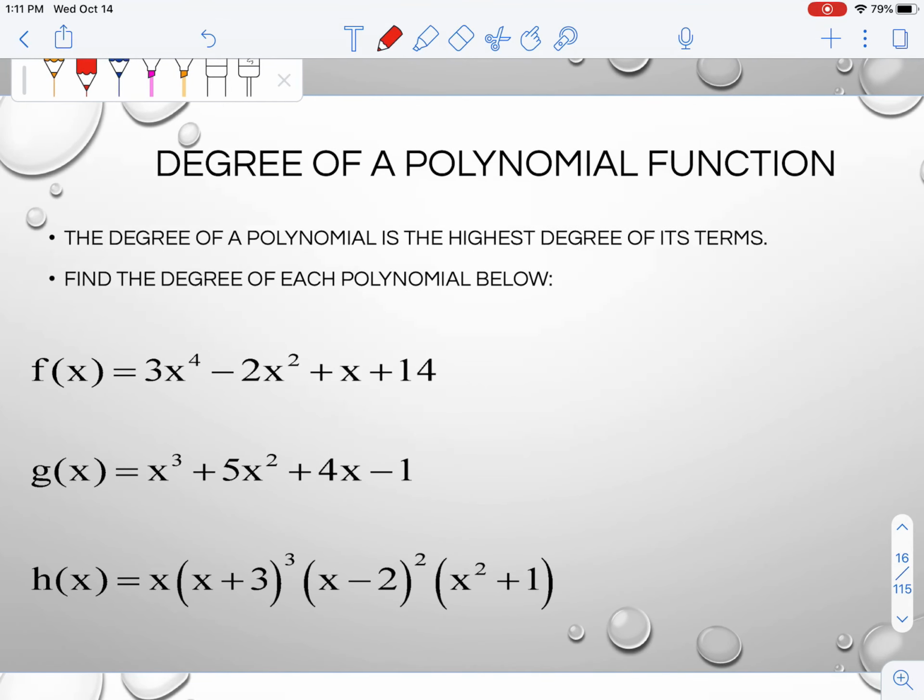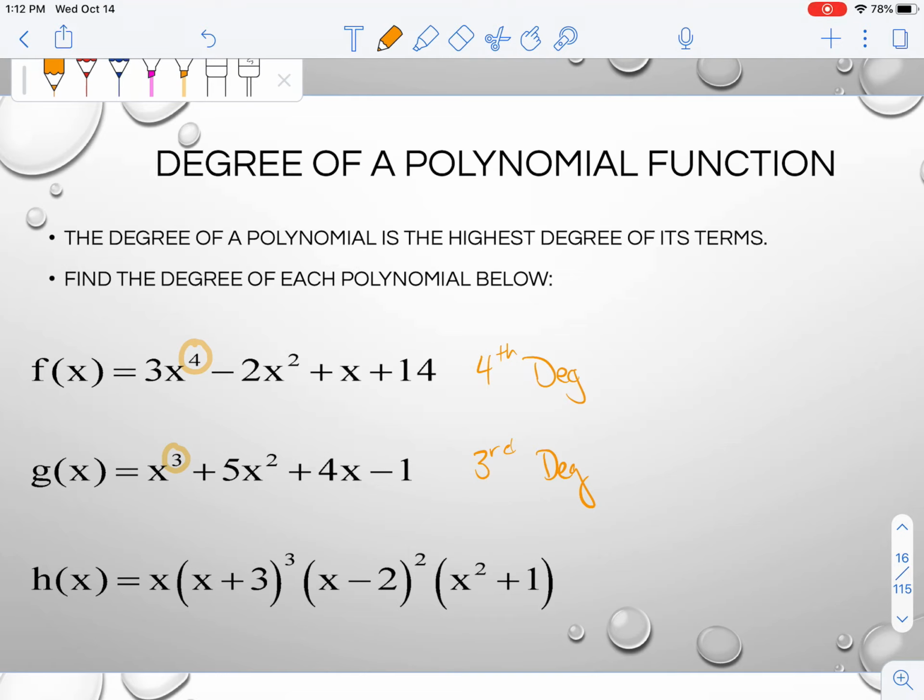The degree of a polynomial is essentially the highest degree of all of its terms. So what's the highest power? If it's in standard form, it's nice and easy. So here, f of x equals 3x to the 4th minus 2x squared plus x plus 14. My largest exponent here is a 4, so this is 4th degree. In example 2, g of x equals x cubed plus 5x squared plus 4x minus 1. Again, I'm looking at my highest degree term. Here it's a 3, so I have a 3rd degree term.